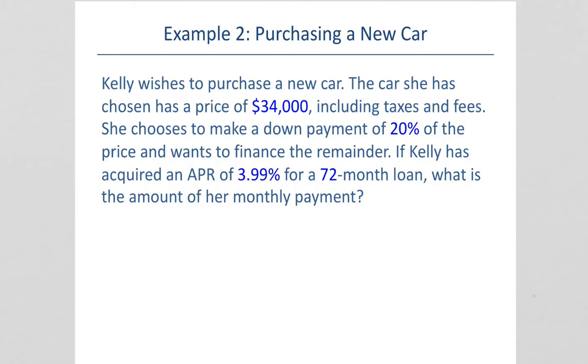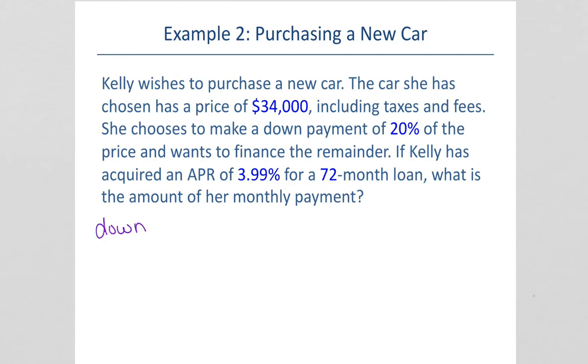Kelly wishes to purchase a new car. The car she has chosen has a price of $34,000, including taxes and fees. She chooses to make a down payment of 20% of the price and wants to finance the remainder. If Kelly has acquired an APR of 3.99% for a 72-month loan, what is the amount of her monthly payments?